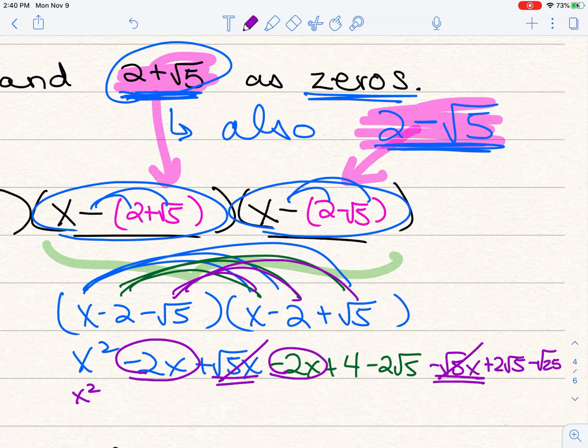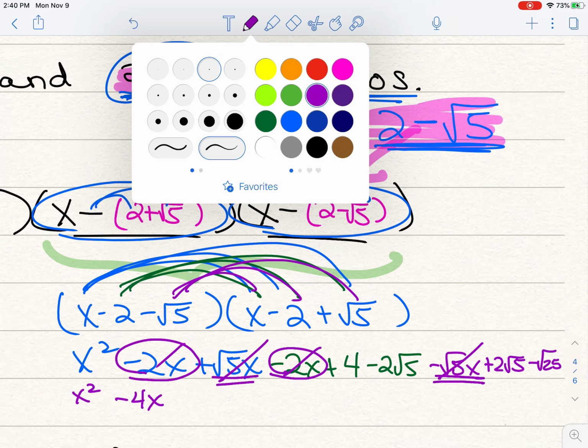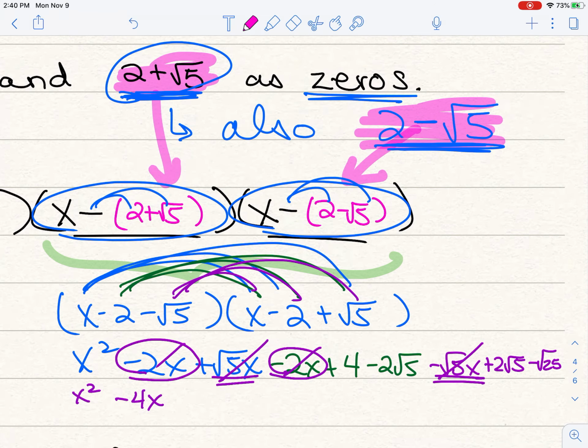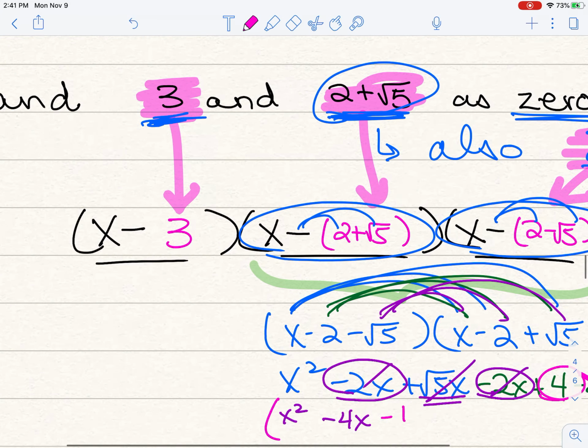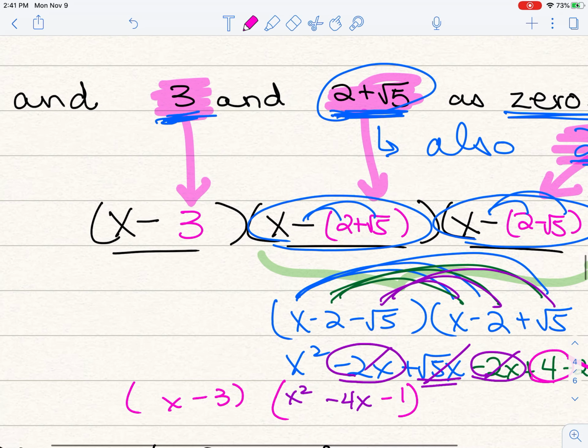So we're just going to simplify what we've got here, which is x squared minus 2x, negative root 5 x, and positive root 5 x. These two will cancel because they're opposites. We have a total of negative 4x. Then our last like terms are just our constant terms, our numbers. Negative 2 root 5 and positive 2 root 5 cancel. The minus root 25 is really a negative 5. So negative 5 and 4 give me a negative 1. Okay, so that's what I have there, but remember, I still need to multiply that with x minus 3.